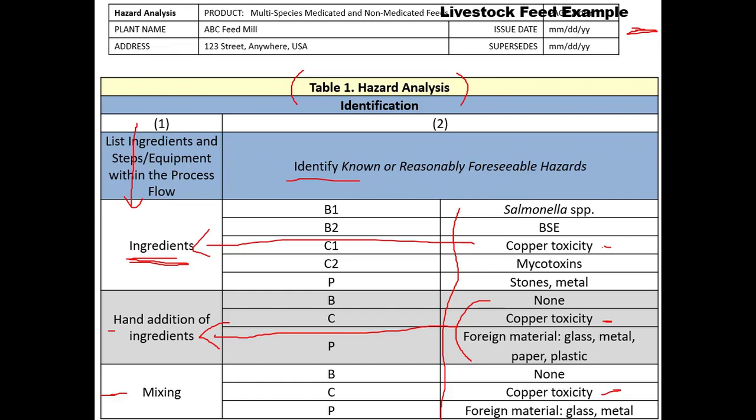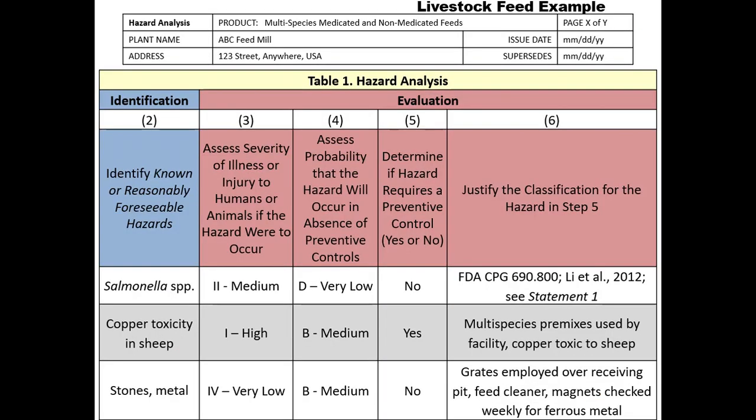From there, we're going to grab a couple of these and carry them over into the next evaluation step. It's going to look like this. So salmonella: this food safety team decided the severity of salmonella was medium, and then they said the probability of it was very low. So they are not going to put a preventive control on it. And then take a look at their justification. We've got an FDA guidance document, a peer-reviewed study, and a statement number 1. Okay, great, but what does statement number 1 say?